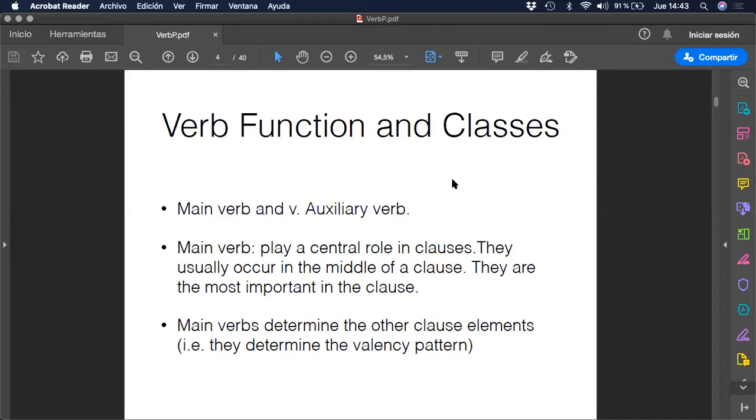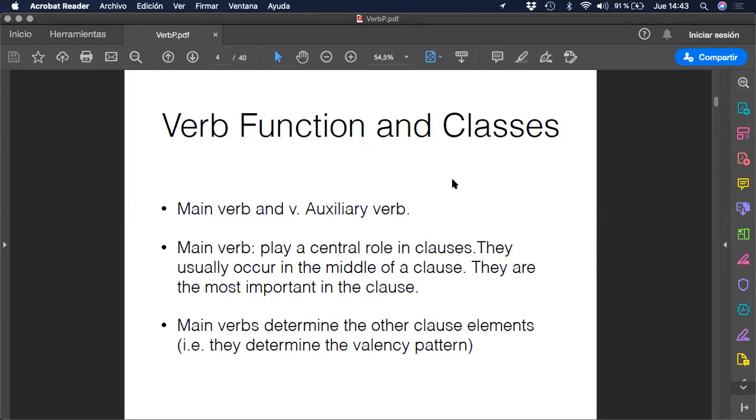Why? Well, the main verb plays a central role in a clause because it will create a thing called valency pattern, on the one hand. Then, they usually occur in the middle of a clause. Yes, it is true, usually, not always.